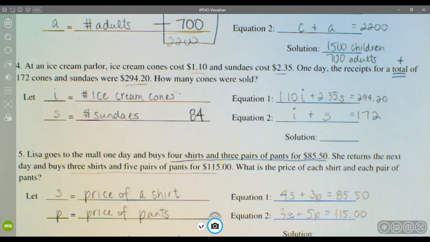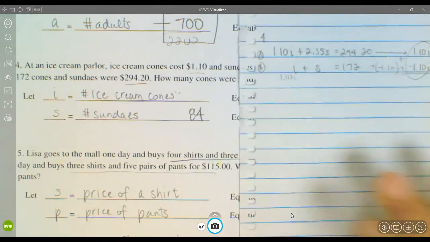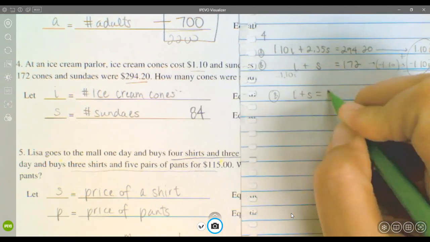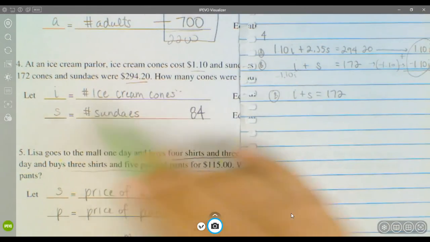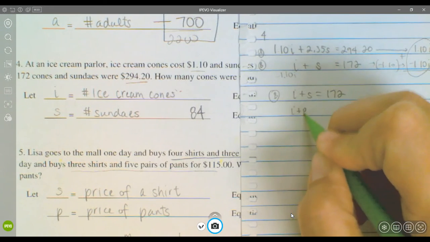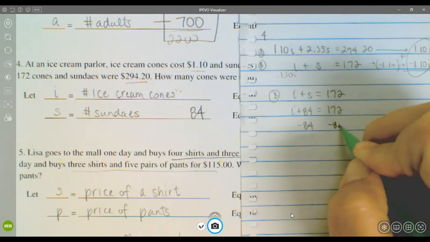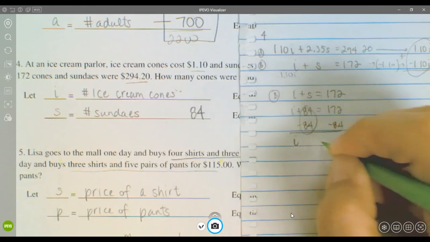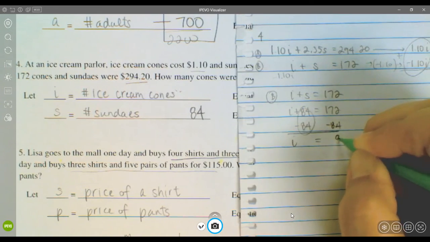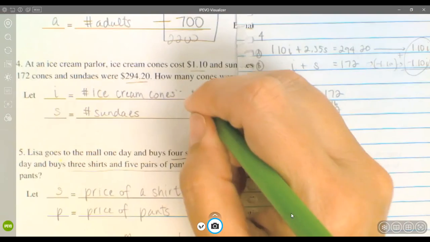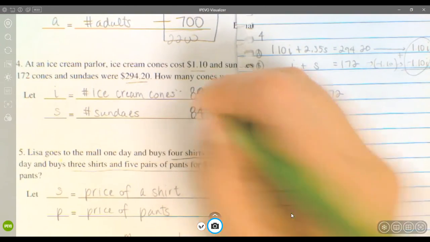So which one looks easier to solve for I? Well, I think it's going to be equation B. So when we look into equation B, where I plus S equals 172, S is 84. So I plus 84 equals 172. So when we subtract, 12 minus 4 is 8. 16 minus 8 is 8. So it looks like there were 88 ice cream cones.